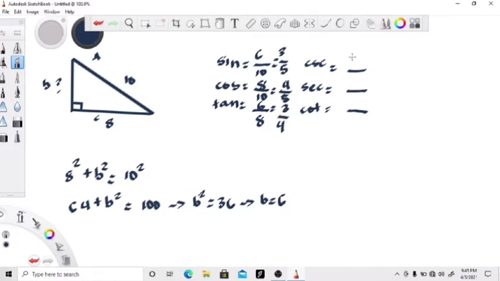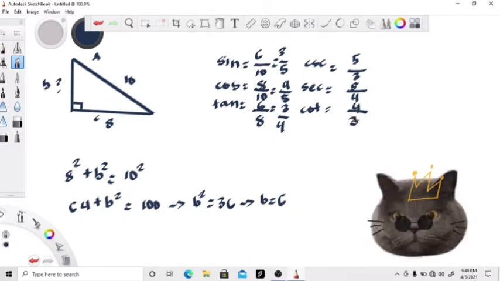Now for the last trig ratios, we're just gonna reverse it, which is 5 over 3, 5 over 4, or 4 over 3. We use the lowest term numbers. Well, that's all about it. I hope you learned something.